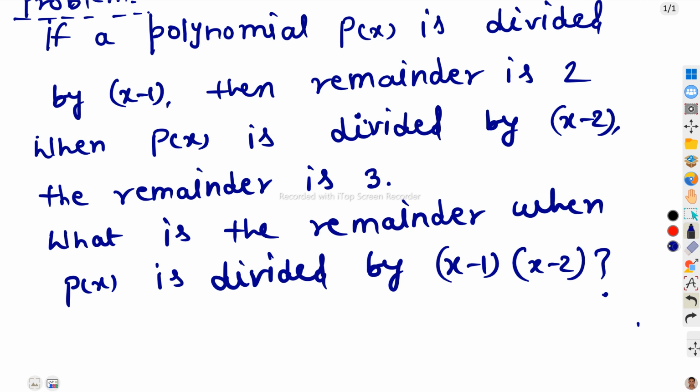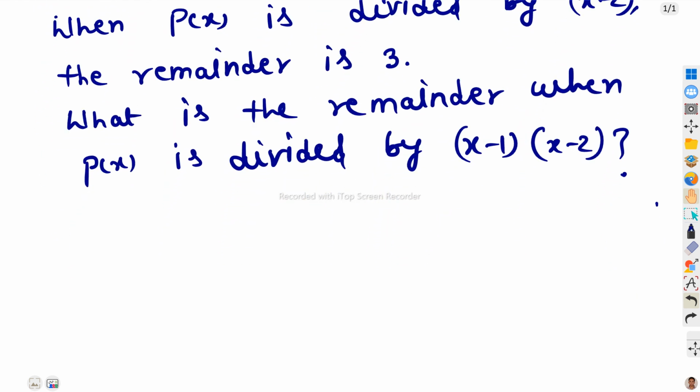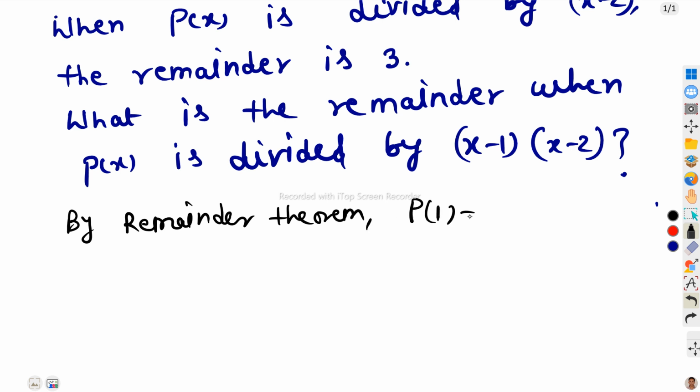First of all, we use the first statement. When p(x) is divided by x minus 1, the remainder is 2. So by the remainder theorem, p(1) equals 2. And when p(x) is divided by x minus 2, the remainder is 3. So by the remainder theorem, p(2) equals 3.